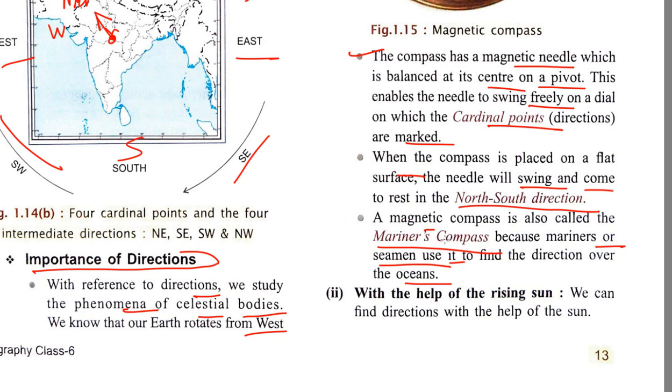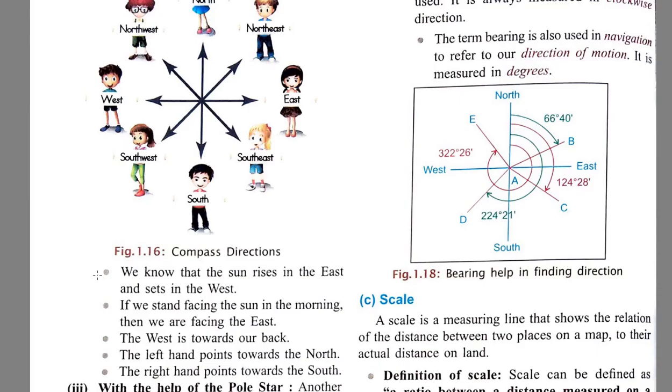Another method, with the help of the rising sun, also we can identify the directions. We can find directions with the help of the sun. We know that the sun rises in the east and sets in the west. So on the basis of this, we can also identify the directions. If we stand facing the sun in the morning, then we are facing the east, and the west is towards our back.